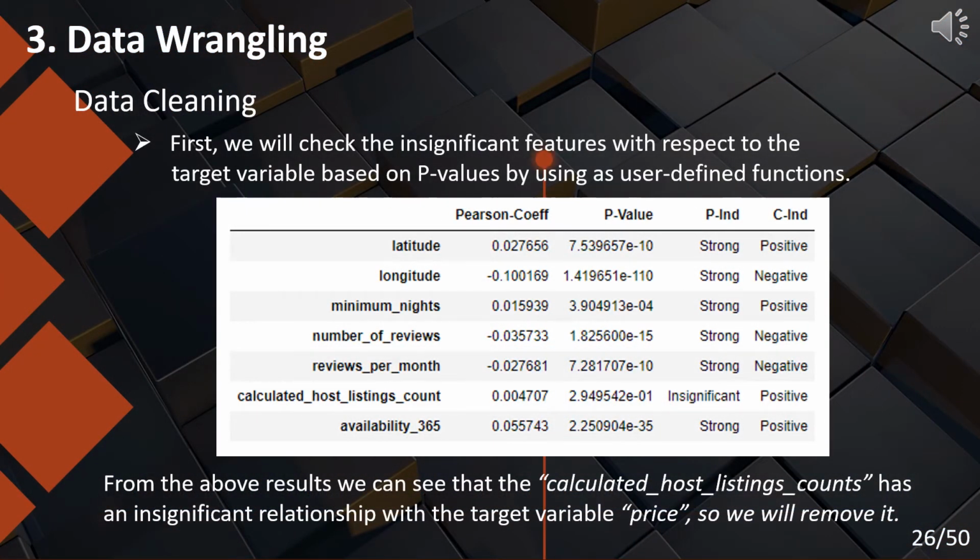Data cleaning. First, we will check the insignificant features with respect to the target variable based on p-values by using user-defined functions. From the above results, we can see that calculated host listings count has an insignificant relationship with the target variable price, so we will remove it.